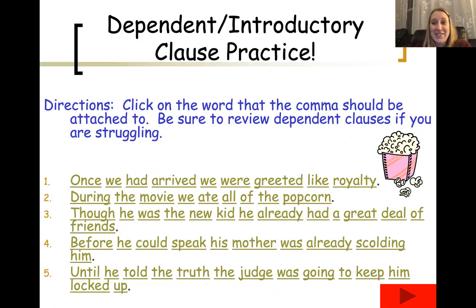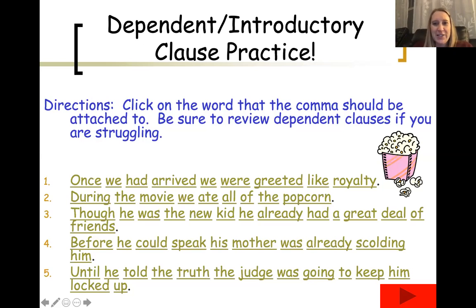All right, perfect, good. So the comma is going to come before we. Once we had arrived is our dependent clause. We were greeted like royalty is our independent clause. Perfect, good. Let's jump down to number 4. Before he could speak, his mother was already scolding him. So which word should we put our comma after? Perfect, good. After speak or before his, you can kind of put it whichever way you want. So before he could speak is our dependent clause. His mother was already scolding him is an independent clause. Therefore, we need that comma for that introductory phrase.